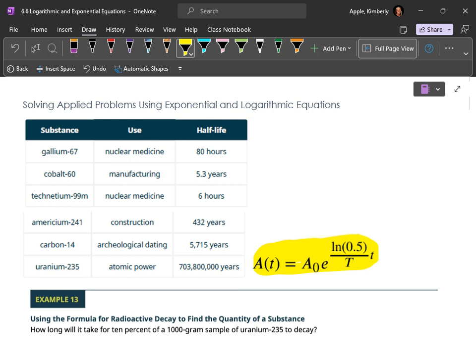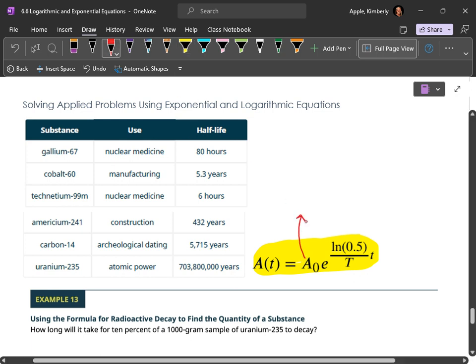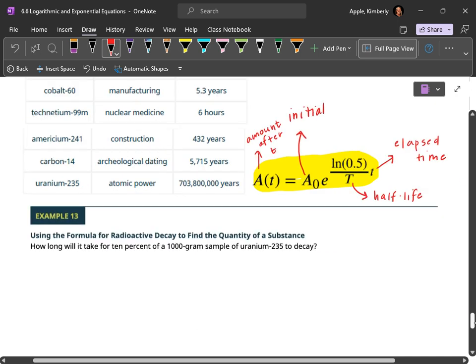So this is called A naught or A sub 0. This is the initial amount. We know what e is. ln of 0.5, that's pretty standard. It's just a number. And so T is the half-life. Little t is the elapsed time. And A of t is the amount present after the elapsed time. So this is basically the amount after t time. So all of that given, we can solve some problems, right?